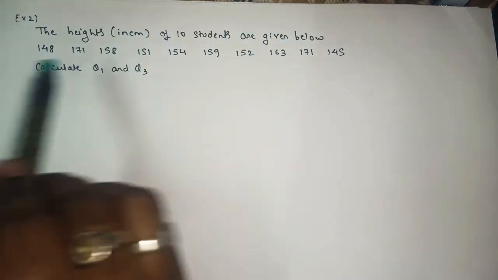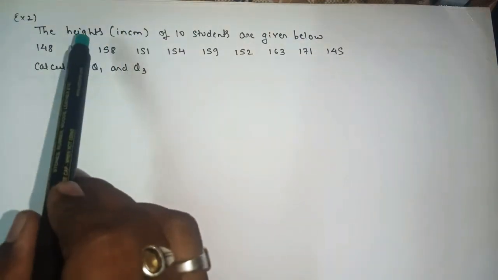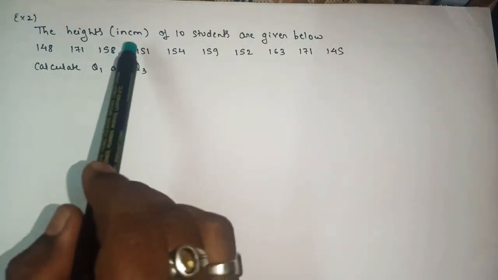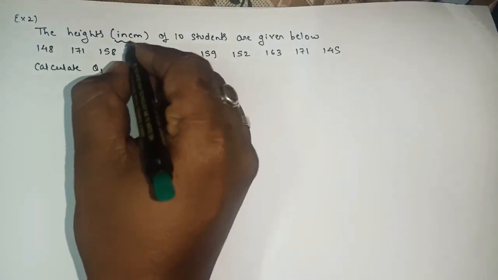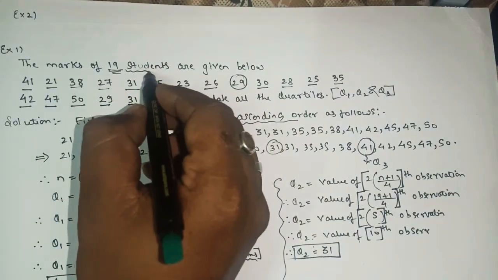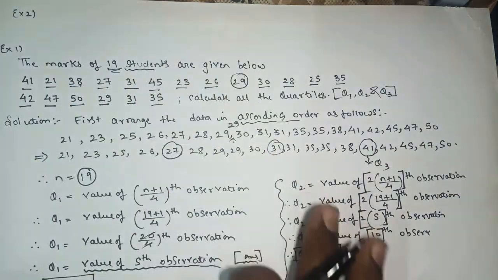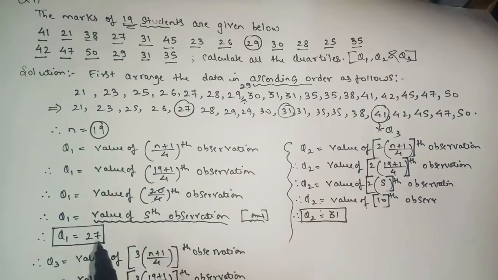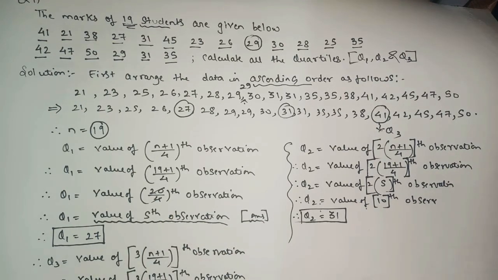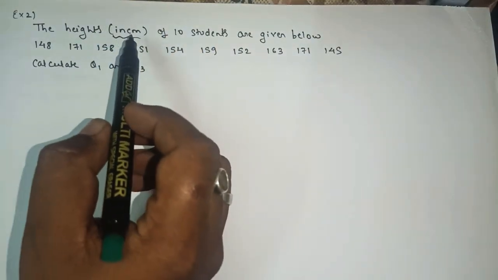The numbers are not properly arranged, so we have to arrange the given data in ascending order. As it is a height in centimeters, here we have the unit also in centimeters. In the previous sum, there were 19 students, and the question was based on the number of students and their marks. For the number of students, we never write any units. Here we have the height in centimeters, so after finding the answer for Q1 and Q3, the final answer will be in centimeters.